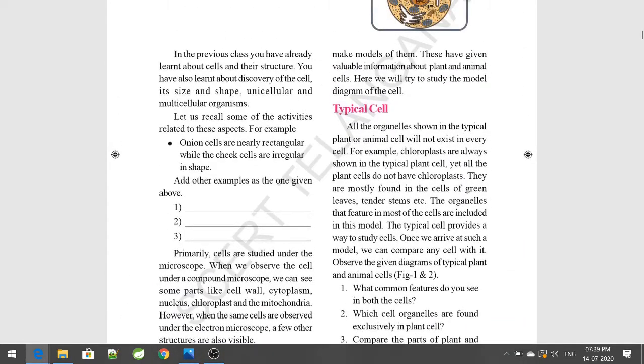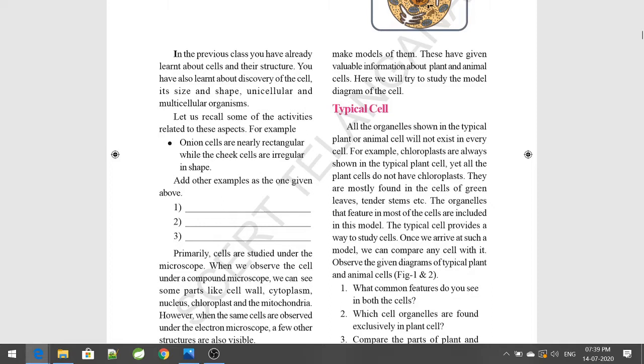Why are we calling it a typical cell? All the organelles shown in a typical plant or animal cell will not exist in every cell. For example, chloroplasts are always shown in a typical plant cell, yet not all plant cells have chloroplasts. They are mostly found in the cells of green leaves, tender stems, etc. The organelles and features found in most cells are included in this model.